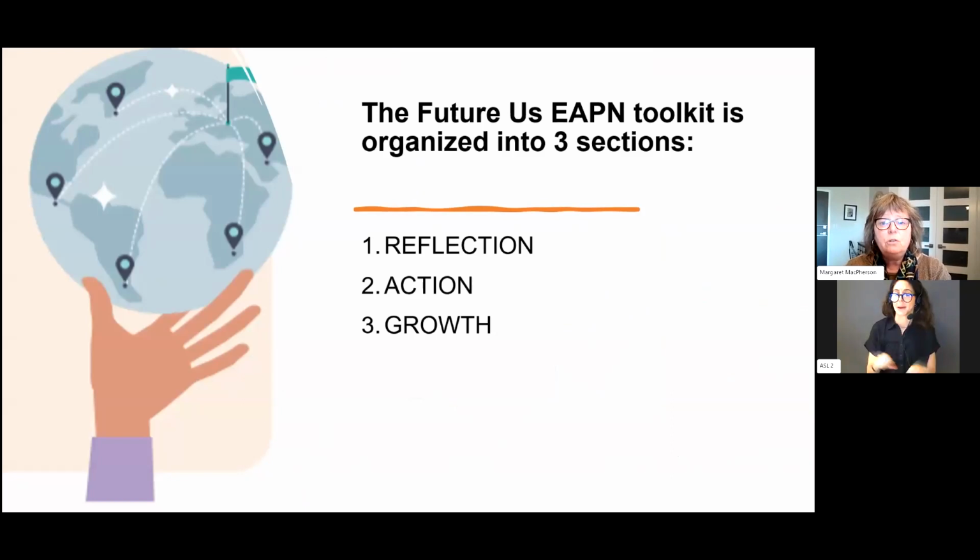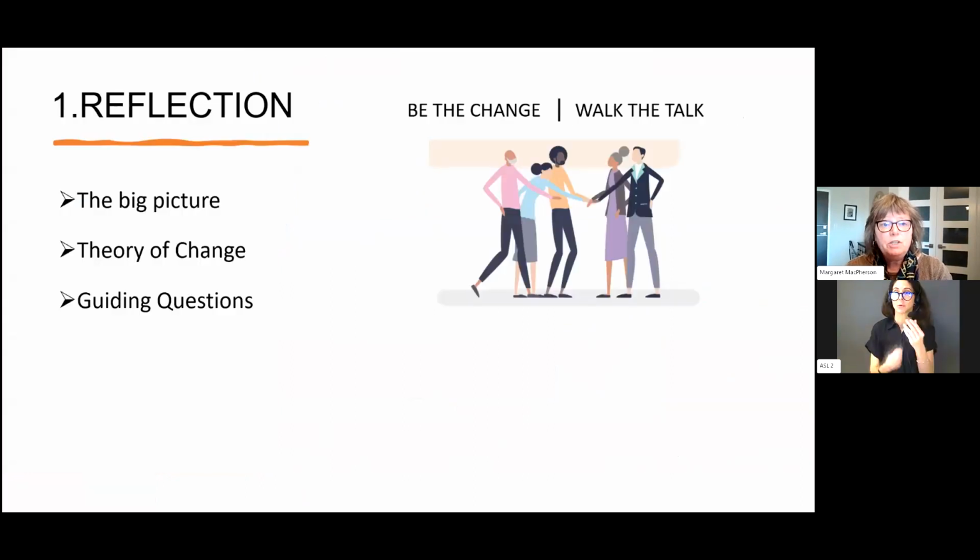So we've organized the toolkit into 3 sections. The first is reflection, the second is action, and the third is about growth. When we talk about reflecting, the way to capture this idea, I think, is about being the change and walking the talk. We paint a bigger picture that says, we are all social change agents.